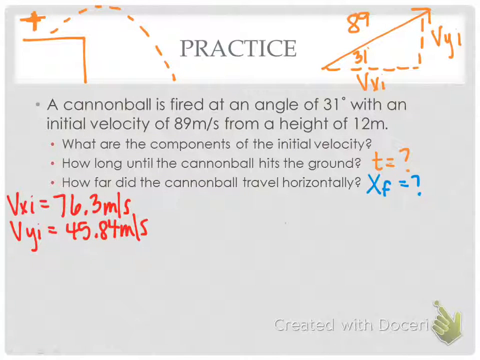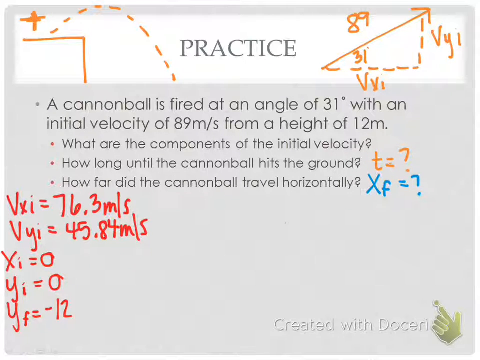All right, from this, we also know that x sub i is 0 and y sub i is 0. Okay. What equation can we use to solve for time? The second vertical one. Yes. Y final is equal to negative 12. I'm sorry, I forgot to put that. Good, thank you. Okay, and that's because it lands 12 meters below where it started.